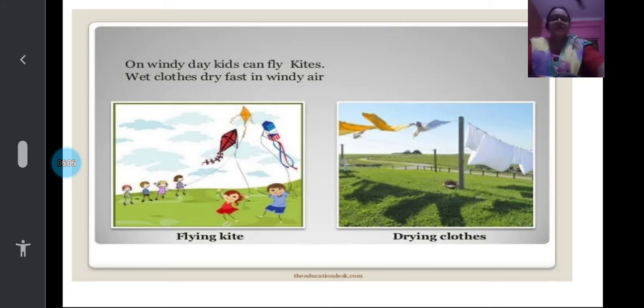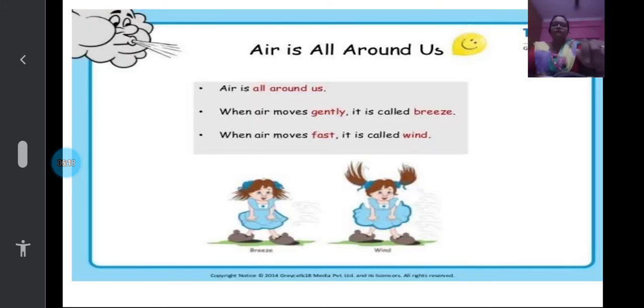On windy days, kids can fly kites. Wet clothes dry faster on windy days also, because wind moves the things, and wind means what? It is the air which is moving. Moving air is called the wind. Now air is all around us, so you know that without air we can't live. When air moves, it moves at different speeds.